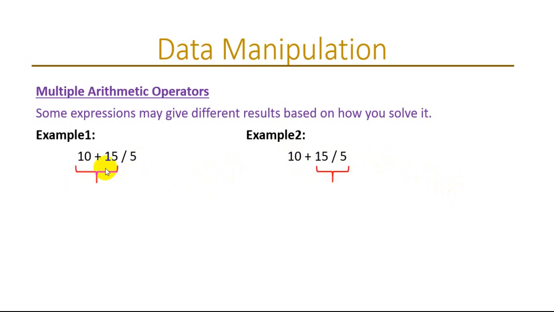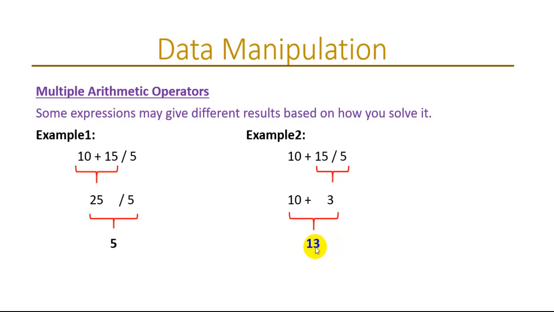If we do the addition first, 10 plus 15 will be 25, then divided by 5. If we do the division first, 15 divided by 5 is 3, and 10 plus 3 is 13. So the results of these two are different. Solving by the first method, you get the result 5. If you solve the equation the other way, you get the result 13.